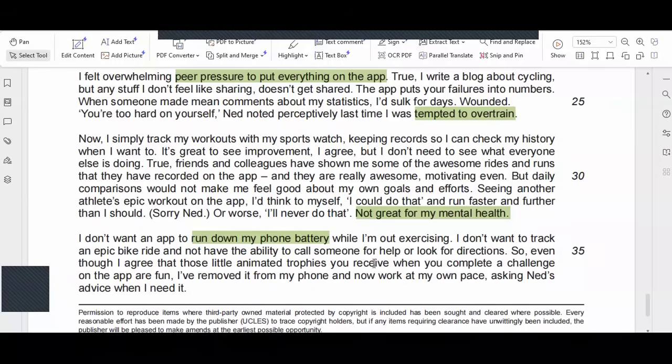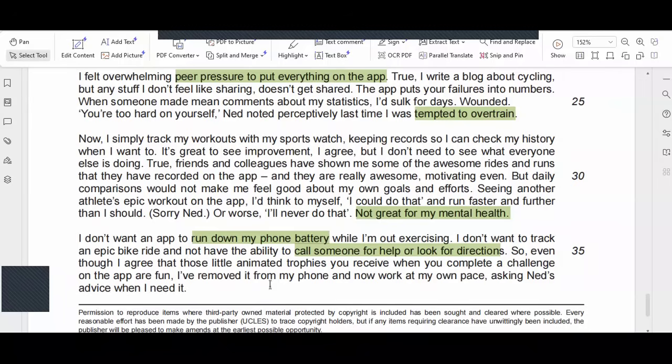I don't want to track an epic bike ride and not have the ability to call someone for help or look for directions. Another disadvantage: you just have to post your achievement. Like if you are traveling somewhere and you are stuck or you have lost the way, there will be no one to assist you.